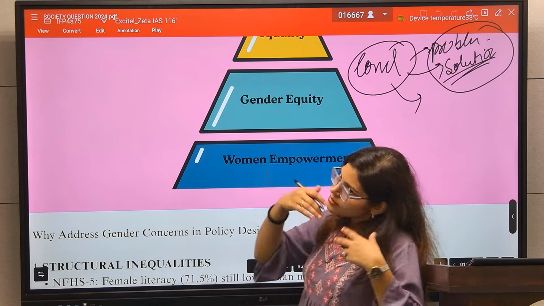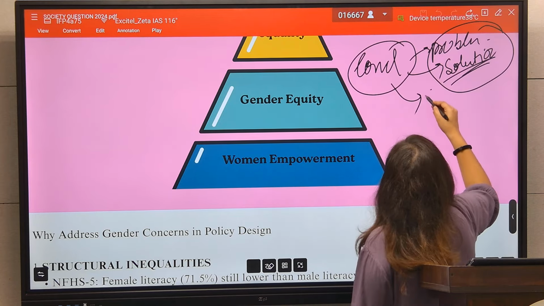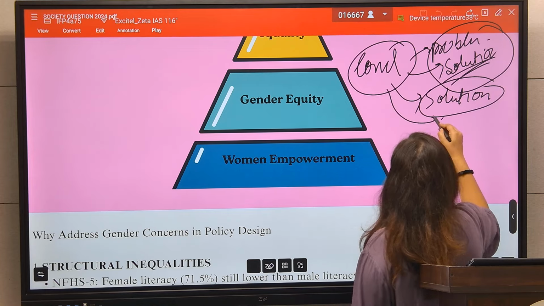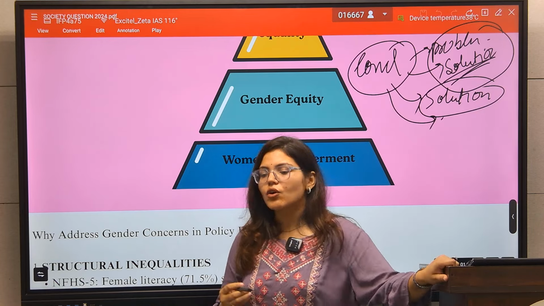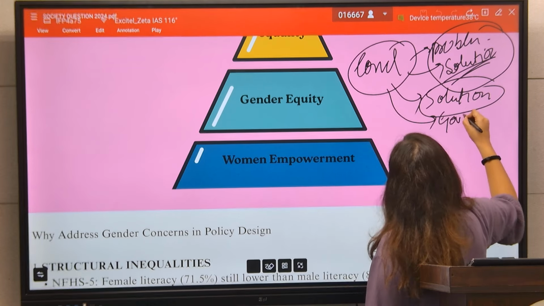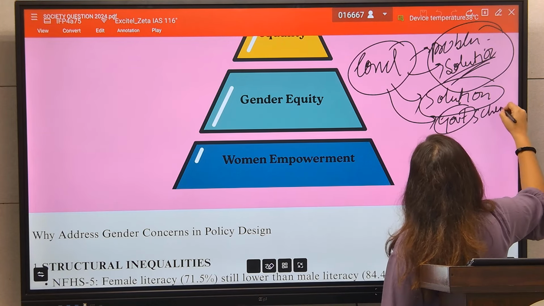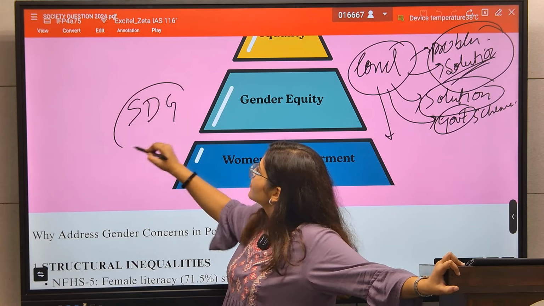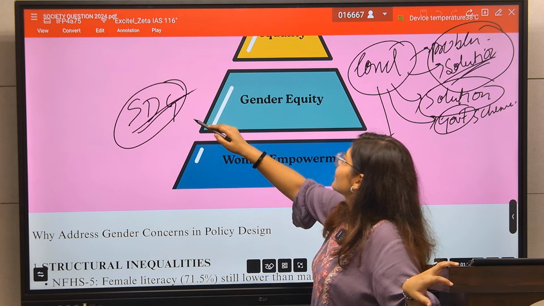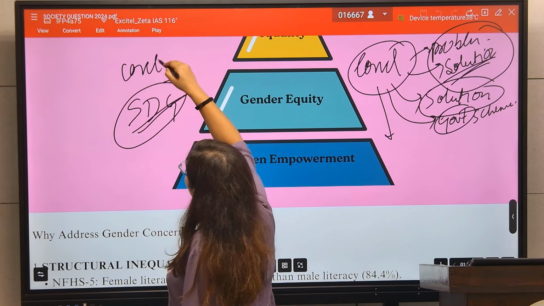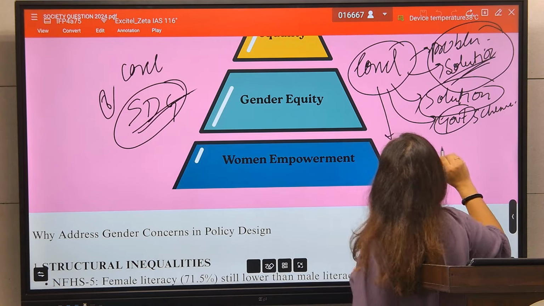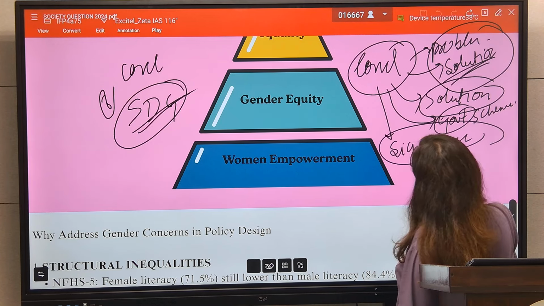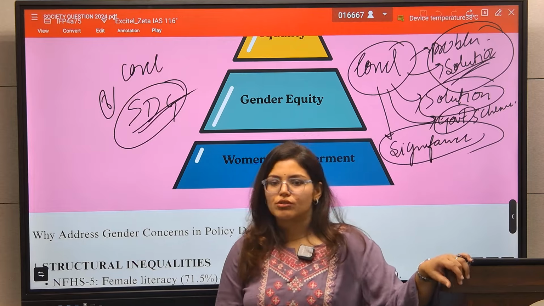If the solution is given in the question only, then conclude your answer with government schemes, what the government is doing for this. Third, the very best, is the SDGs. Learn all the SDGs and write them in the conclusion. And fourth is significance. So you can also use significance as a conclusion.